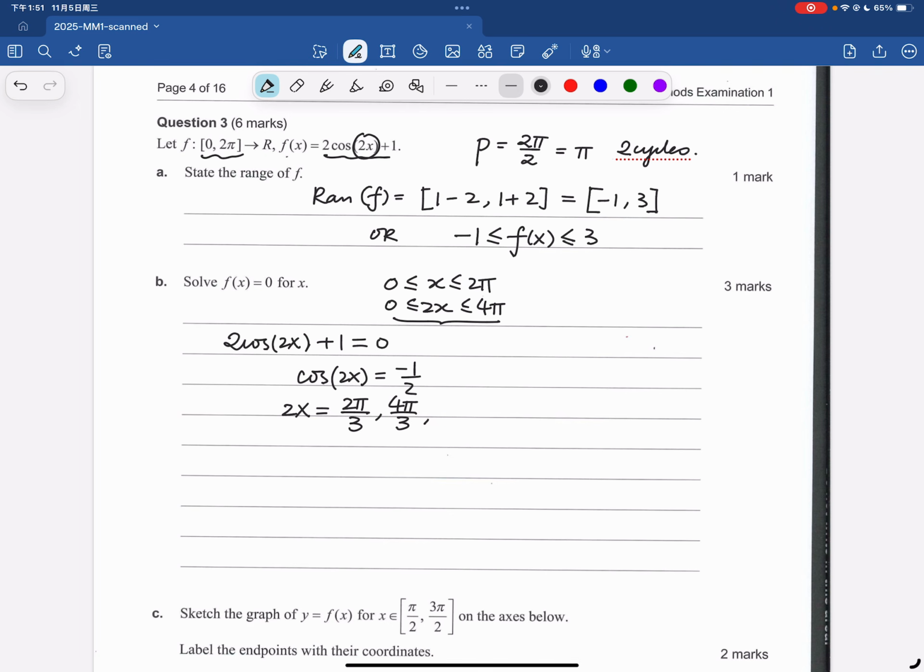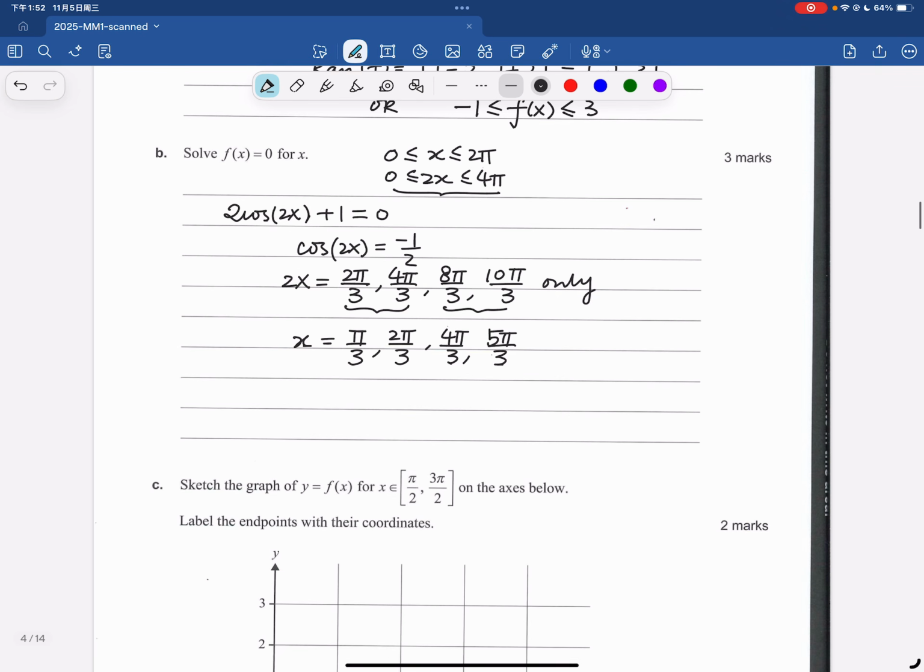And we might have 2 pi over 3 plus 2 pi, that is 8 pi over 3. And 4 pi over 3 plus 2 pi, that is 4 plus 6 pi over 3, so you get 10 pi over 3 only. Because for 2 cycles, you expect 4 solutions in total. You don't need any other solutions. You could use the general solution method to tackle this problem, but eventually the answer should be the same: pi over 3, 2 pi over 3, 4 pi over 3, and 5 pi over 3. Okay, so that is the end of the problem.